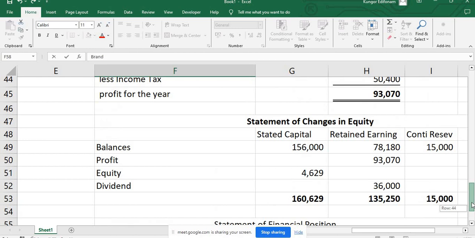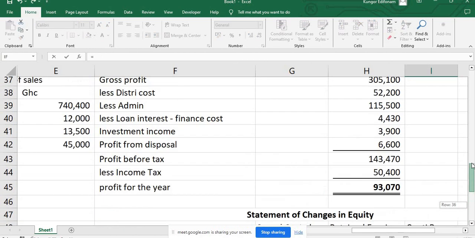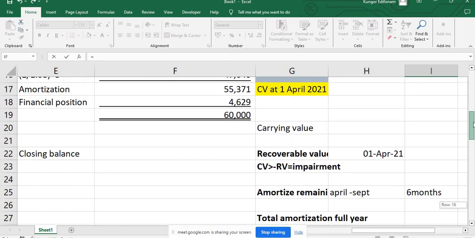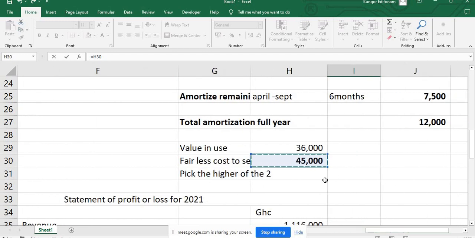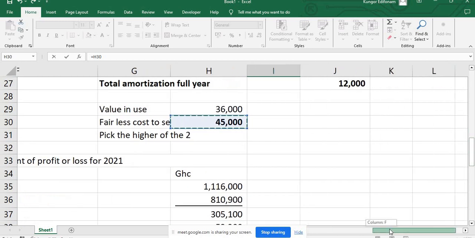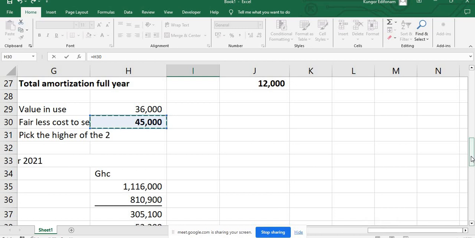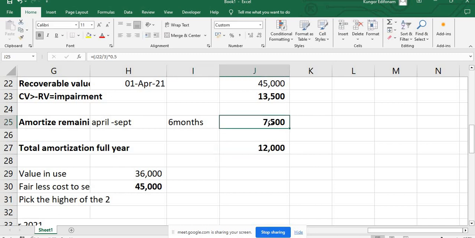So the brand, let's put our equal to sign there and let's go for the brand. Remember that the value as at the impairment year was 45,000. Then we later charge impairment of what? 6 months. So we will take that 6 months because the 6 months was charged on the 45,000. So we take it out, so that will be this minus this.